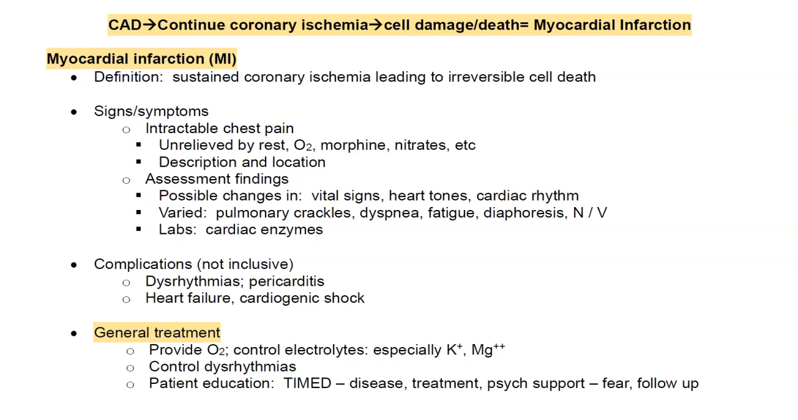Patients may complain of intractable chest pain. When we say intractable, it means that it doesn't get better. So it's there. It doesn't matter what we do. It's constant. It's there. And it's unrelieved by rest, oxygen, morphine, and so on. So an indication of myocardial infarction is if you're giving the patient your MONA, right? Morphine, oxygen, nitrate, and aspirin, and the patient's still complaining about the same symptoms, right? There is a high likelihood that that patient is experiencing a heart attack or myocardial infarction.